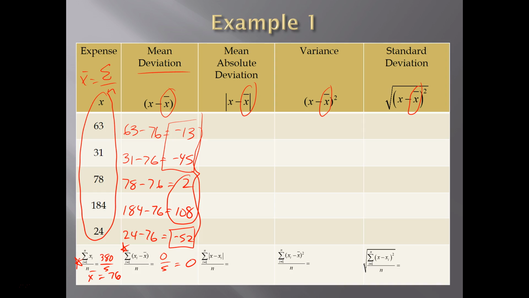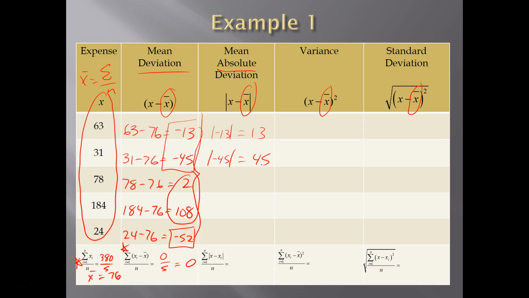All right, the only difference here between the mean deviation and the mean absolute deviation is you just take the absolute value. So this should be easy for us. We just take the absolute value of negative 13. So the absolute value of negative 13 is positive 13. The absolute value of negative 45 is positive 45.